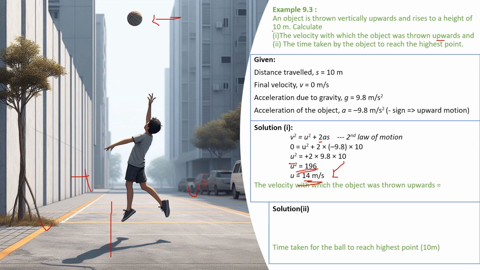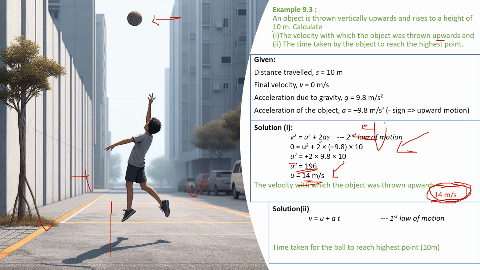We'll cover taking square roots in some other class, if you don't know. So the answer is: the velocity with which the object was thrown upwards is 14 meters per second. Remember the unit, it's meters per second. We used the second equation of motion.